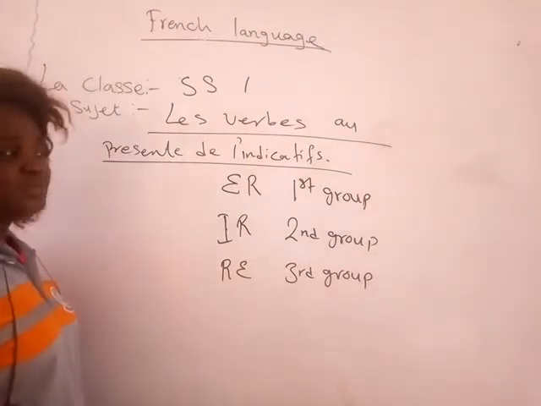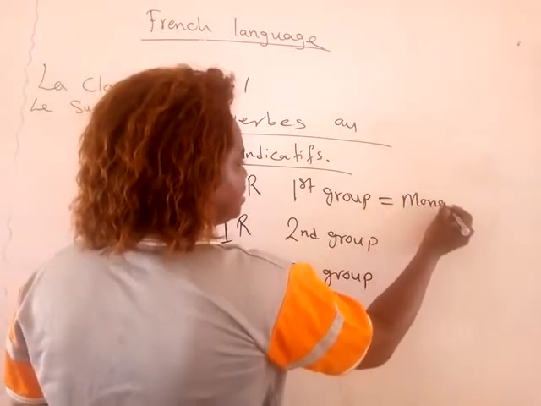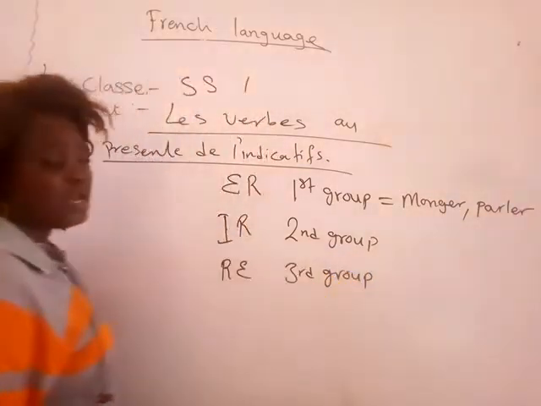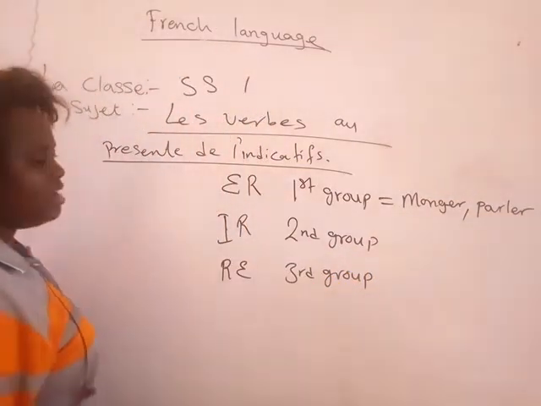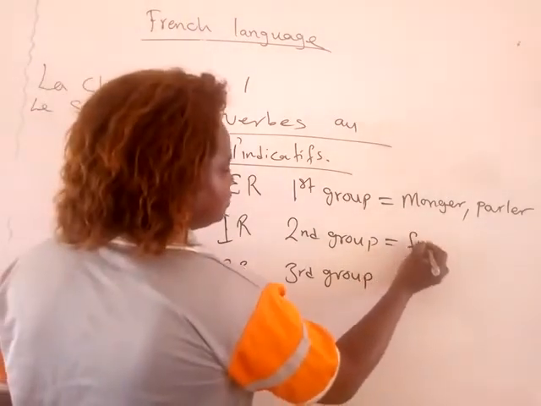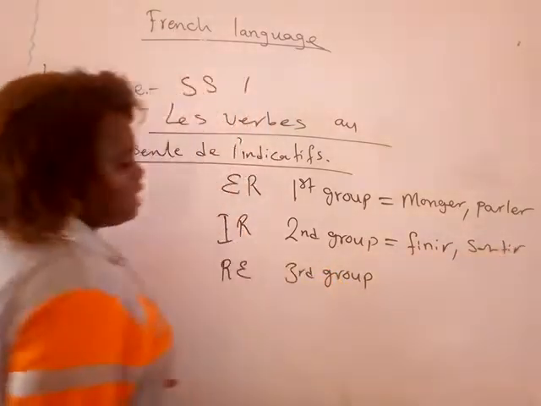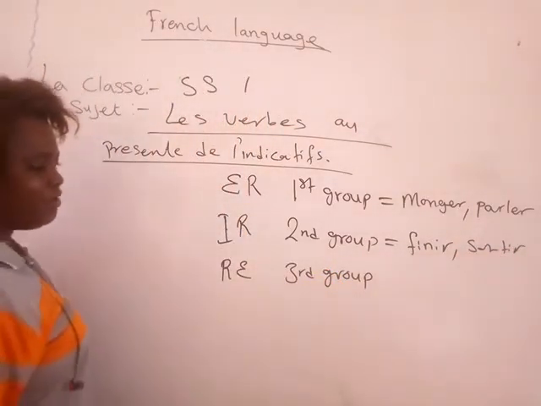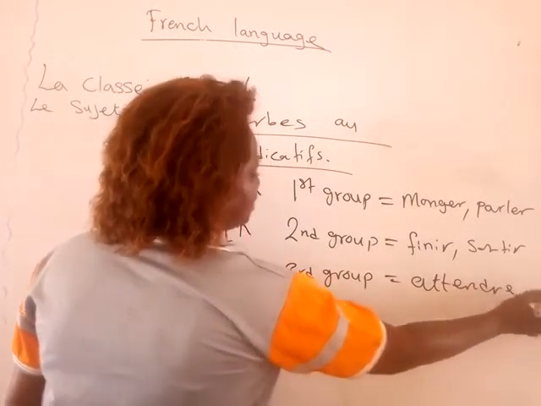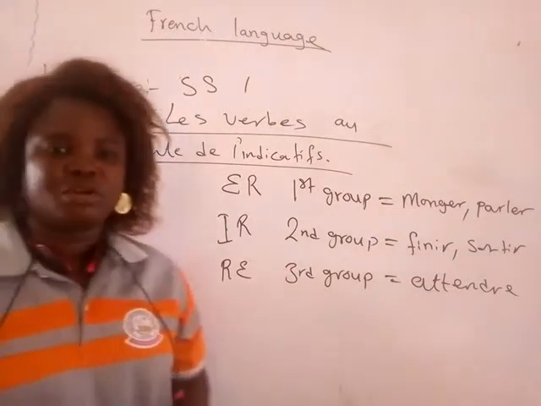Examples of verbs that end with ER are manger, parler. You can see they end with ER. Examples of verbs that end with IR are finir, sortir. An example of a verb that ends with RE is attendre, and so on. So we have three groups of verbs in the French language.